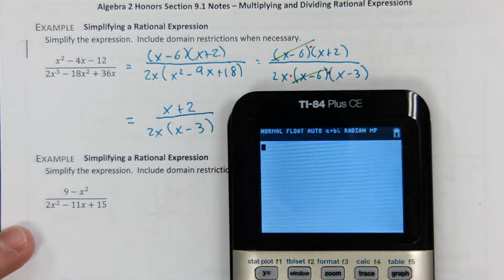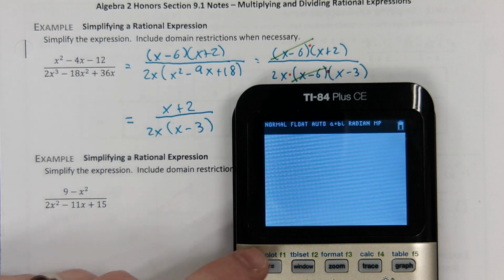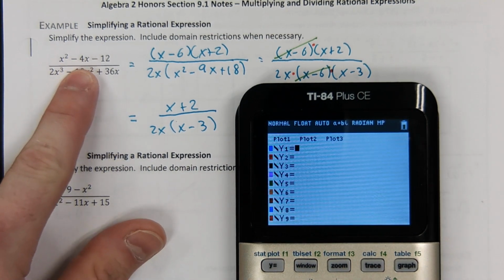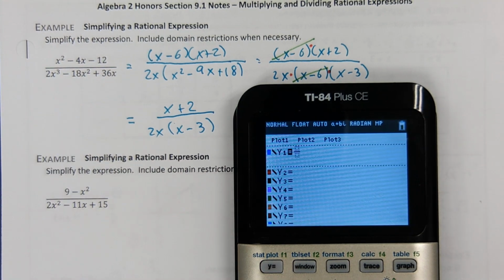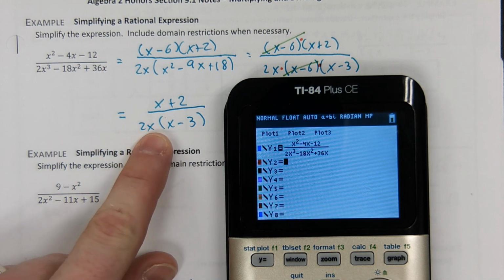Okay. You don't need a graphing calculator to do this work. I'm using a graphing calculator in the video because what I was going to do in Desmos is very important to be seen. So I'm going to do it on the graphing calculator so it makes it into the video. Okay? Let's see. Y equals, good, I don't have anything there. I'm going to graph this. Let's see, x squared minus 4x minus 12 over 2x raised to the third minus 18x squared plus 36x. And then I'm going to graph this.